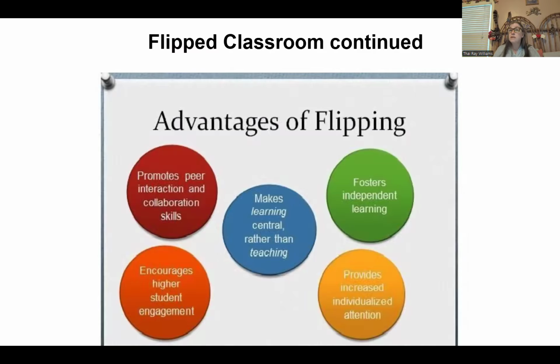And there have been some proven advantages to the flipped classroom. So it promotes peer interaction and collaboration skills. There's higher student engagement because you're not just sitting there listening to me going wah, wah, wah, wah. It fosters independent learning. It gives me the opportunity to individualize your attention and support. But one of the things that I love the most about a flipped classroom is it makes learning the central aspect of the class rather than my teaching. So you're not coming to class to listen to me lecture. You're coming to class to engage in learning.